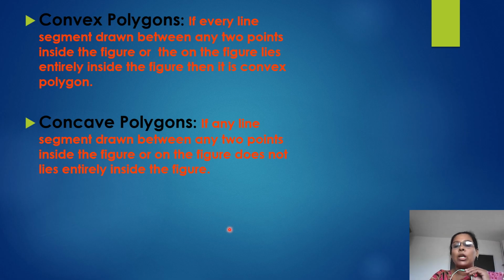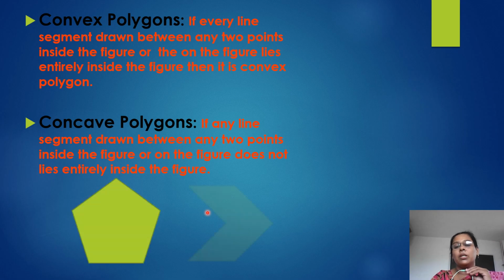For a concave polygon, the same condition we consider here. Take any 2 points on the figure or inside the figure, and join them. If that line segment does not lie entirely in the interior part of the figure, and some part of that segment is in the exterior part, then you can say that it is a concave polygon.